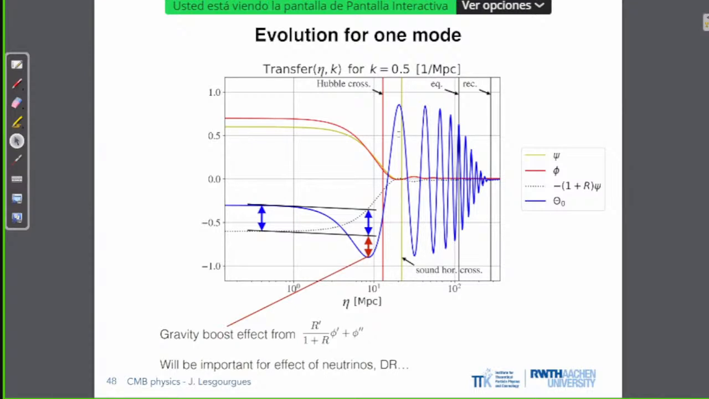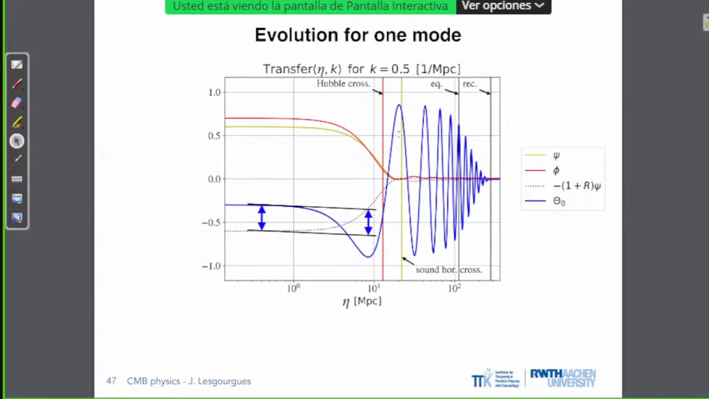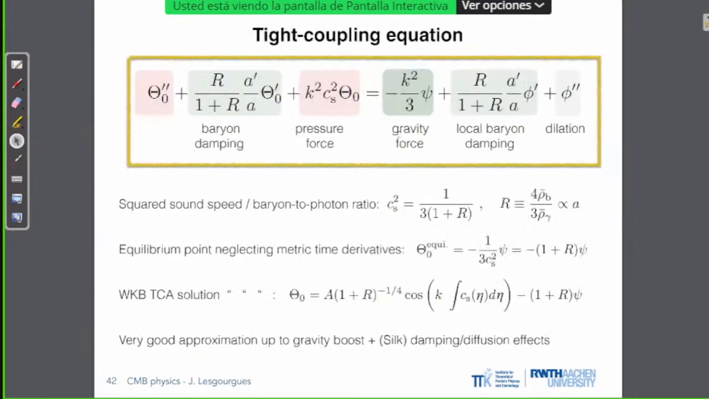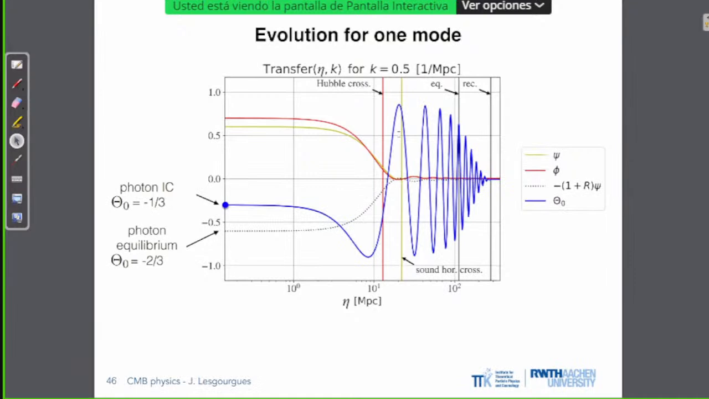They vary. If they vary, we go back to our tight coupling equation. If they vary, these terms are non-zero. And they are like a term injecting energy in our harmonic oscillator equation. This is called the gravity boost. When metric fluctuations are non-static, they inject energy in the oscillator. The deep reason is that there is this local baryon damping and this dilation, but the dilation wins and it injects energy into the system in such a way that the amplitude of the oscillation here is growing. Until psi and phi stabilize, then forget about the gravitational boost.